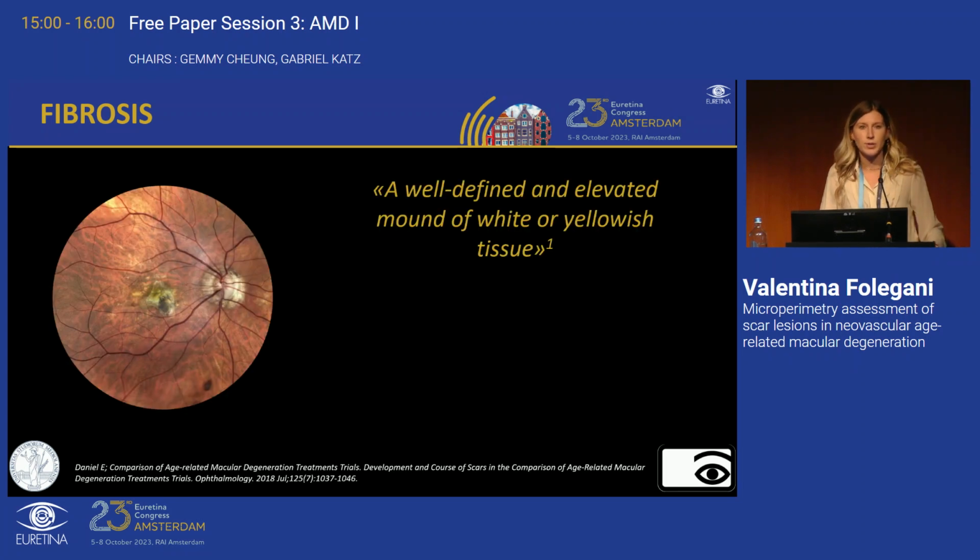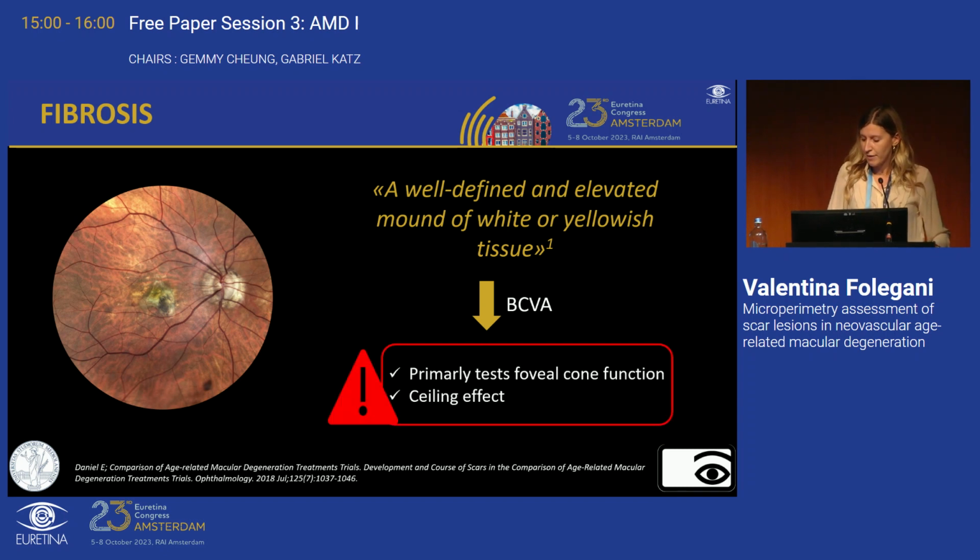We still do not have a unique definition of fibrosis, and we refer to it with the definition given by the CAT study as a well-defined and elevated mound of white or yellowish tissue. What is sure is that the development of fibrosis is associated with a reduction in the best-corrected visual acuity. However, we know that in neovascular AMD, visual acuity is not a perfect endpoint. In fact, it primarily tests foveal cone function, and it has a ceiling effect.